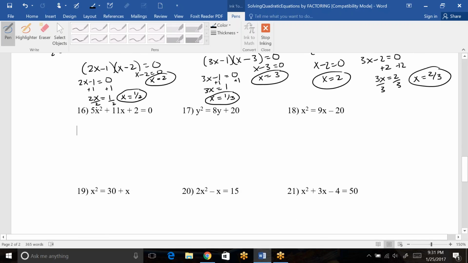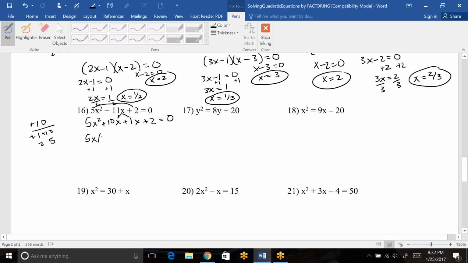Okay, let's look at 16. We would do 5 times 2, which is 10. Factors of 10, there's only 2 pairs, and it needs to add to positive 11, but multiply to positive 10. So this is going to be positive, positive. So 5x squared plus 10x plus 1x plus 2 equals 0. So I split this into the 10 and the 1.